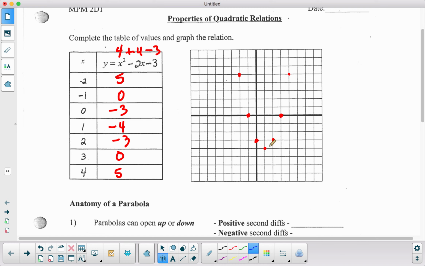And here is what our graph looks like. I'll start down here. We draw a smooth curve. And it forms this kind of U shape that is called a parabola.